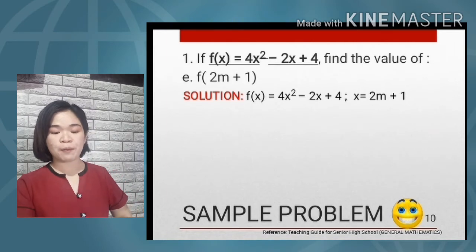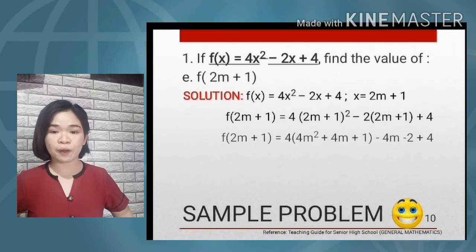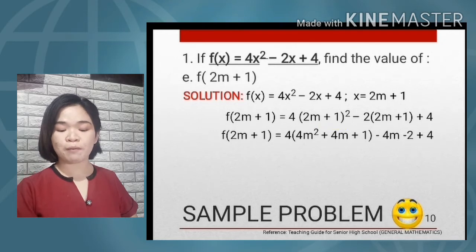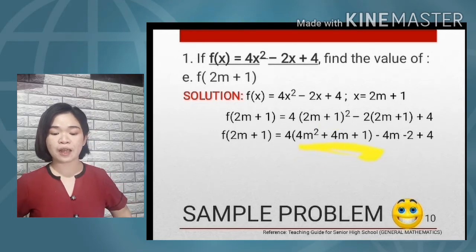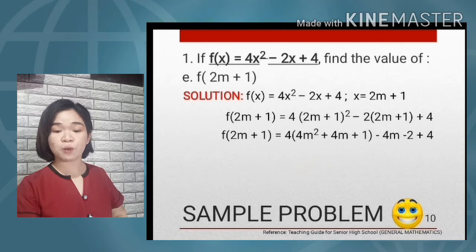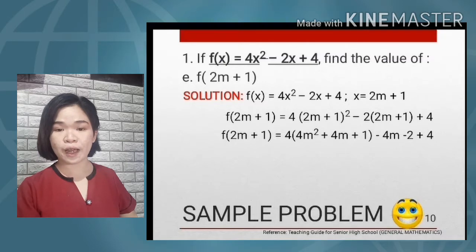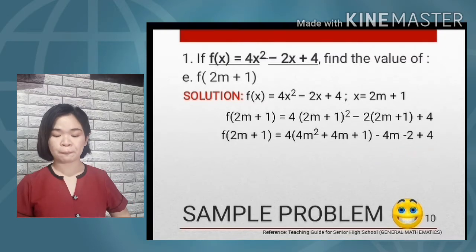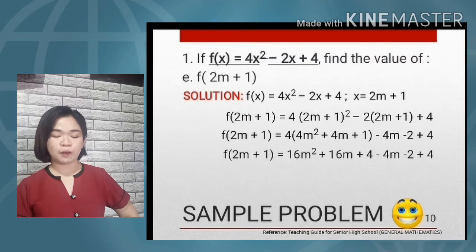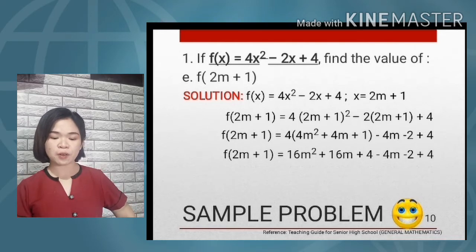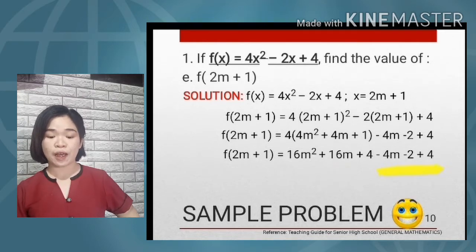And then, copy 4 and then expand 2m plus 1 raised to 2, which becomes 4m squared plus 4m plus 1, minus 2 times 2m is 4m. Negative 2 times 1 is negative 2 plus 4. Copy plus 4. So that will be equal to 4 times 4m squared is equal to 16m squared. And then 4 times 4m is 16m. And then 4 times positive 1 is positive 4. Bring down negative 4m minus 2 plus 4.